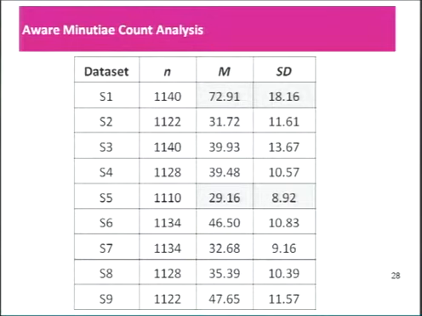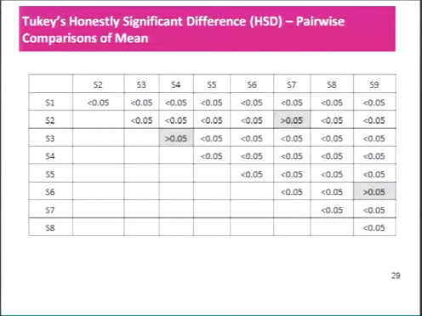A parametric F-test was performed to actually test the hypothesis, and with the results, we rejected the null hypothesis, and we concluded that the minutia count was actually different between these nine different data sets. So the parametric F-test told us that these 9 different data sets were not similar in their minutia count, but it did not really identify which pairs of data sets were actually not similar.